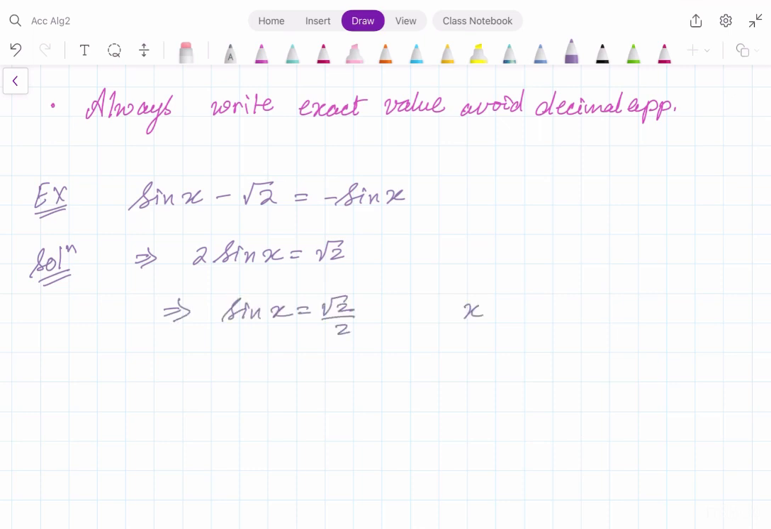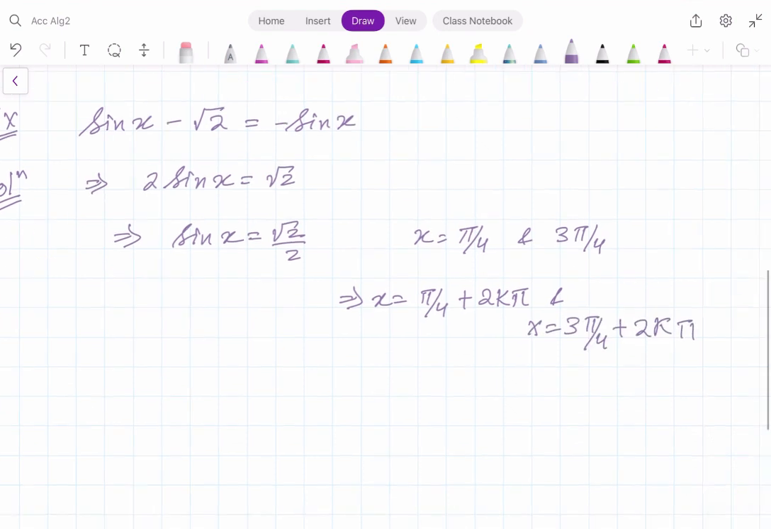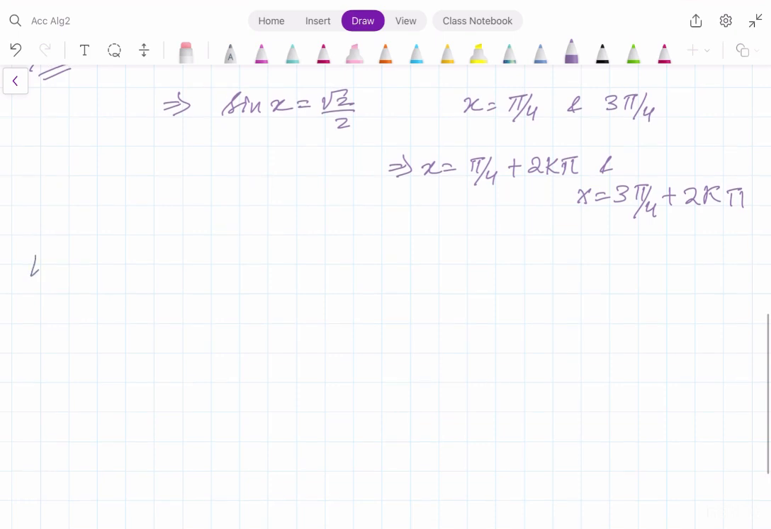Now on the unit circle, radical 2 over 2 will happen at pi/4 and 3 pi/4, wherever sine is positive. That means quadrant 1 and quadrant 2. But remember, you need to write the period as well. So the period of the sine is 2k pi or 2n pi. So we will include that one as well.